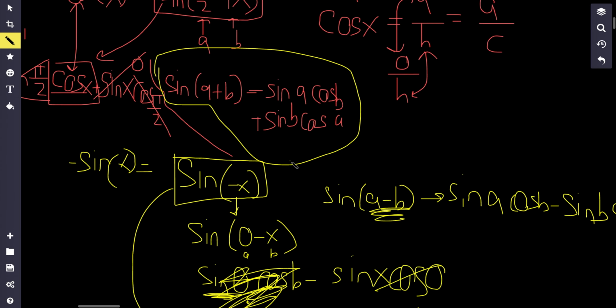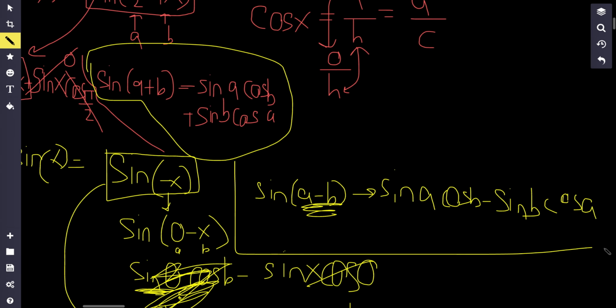So, in addition to learning why cosine is even and sine is odd, you also learned two new formulas for angle sum and angle differences for sine. How cool is that?